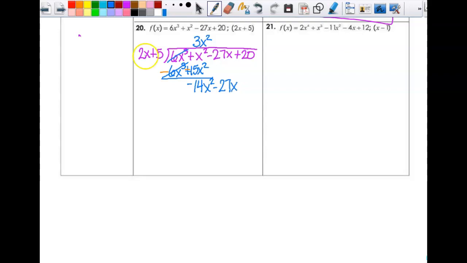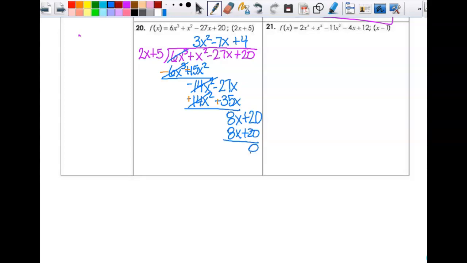Then I divide 2x into negative 14x squared. That's going to be negative 7x. So negative 14x squared minus 35x. Change my signs. Those zero out. 8x plus 20. 2x goes into 8x 4 times. That gives me 8x plus 20. So when I subtract, my remainder is 0, which I totally expect because it is a factor.